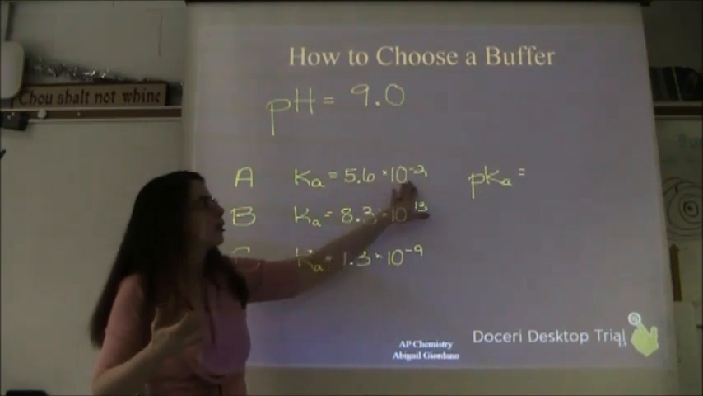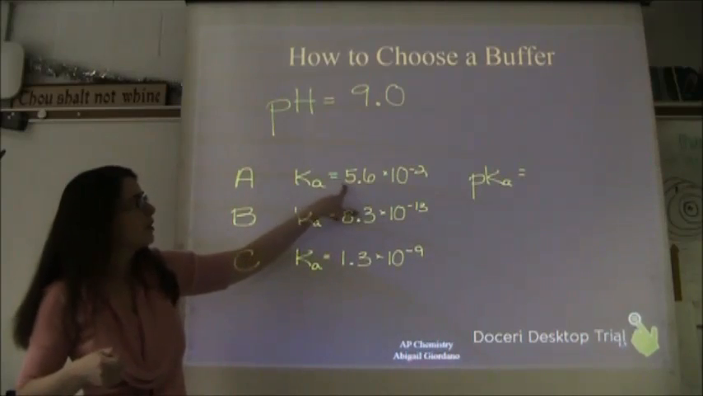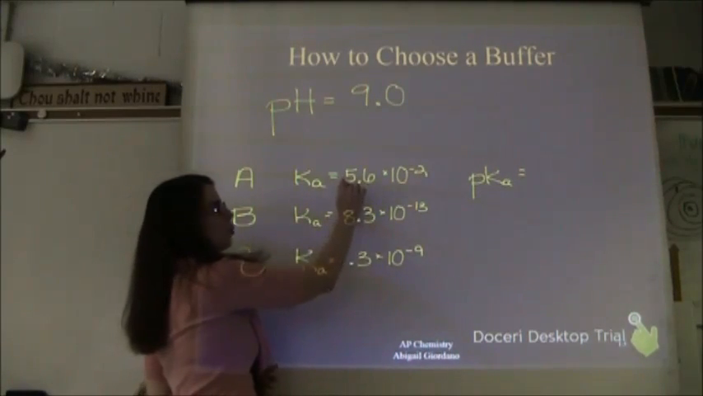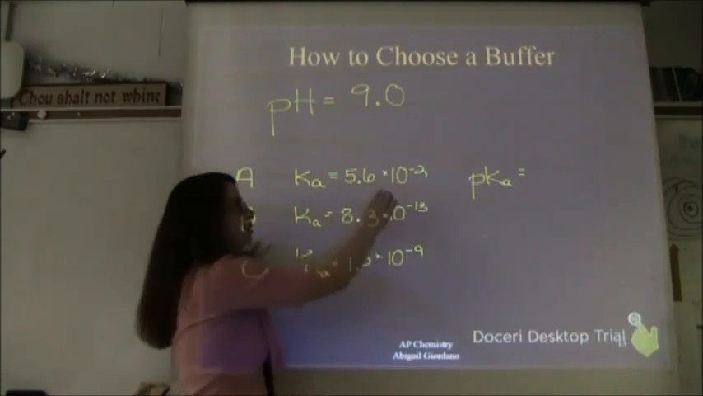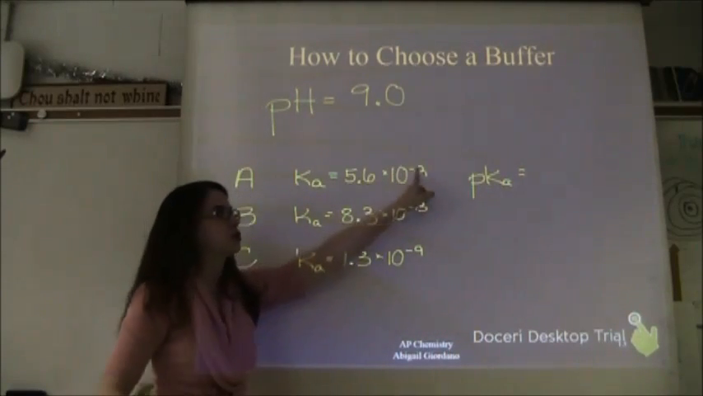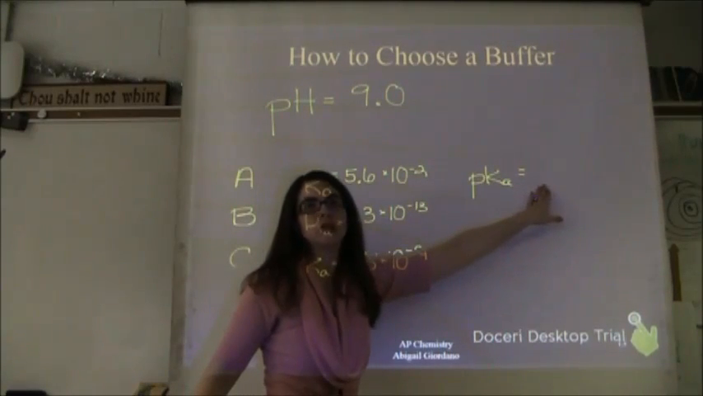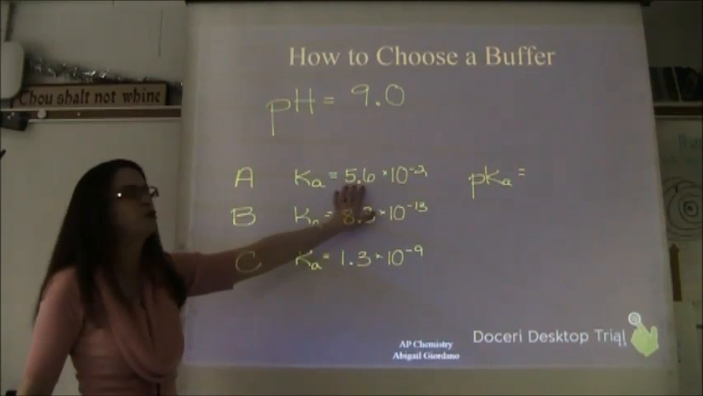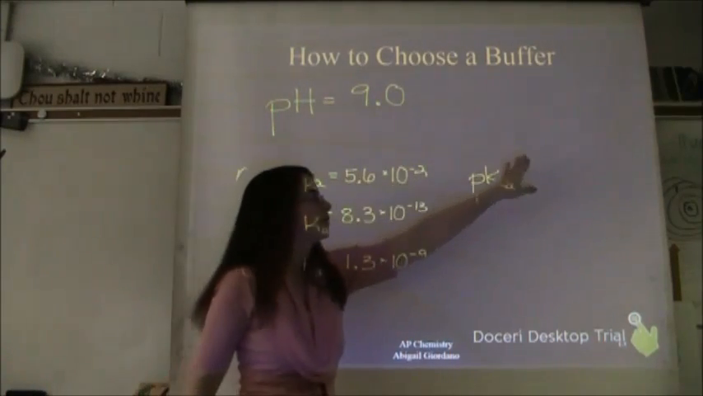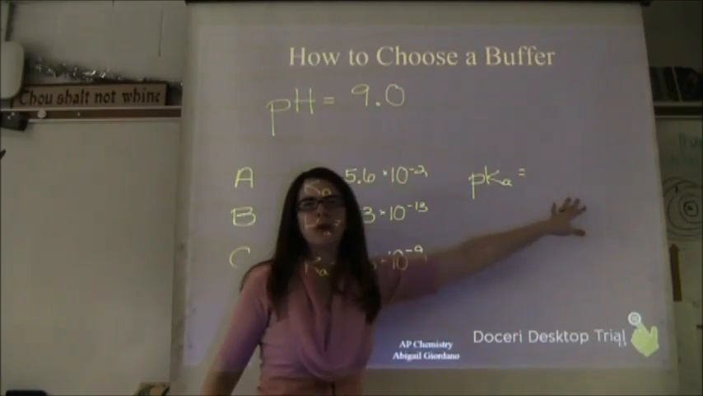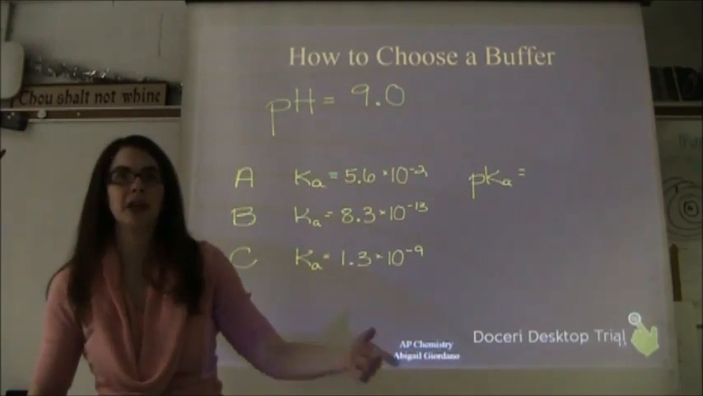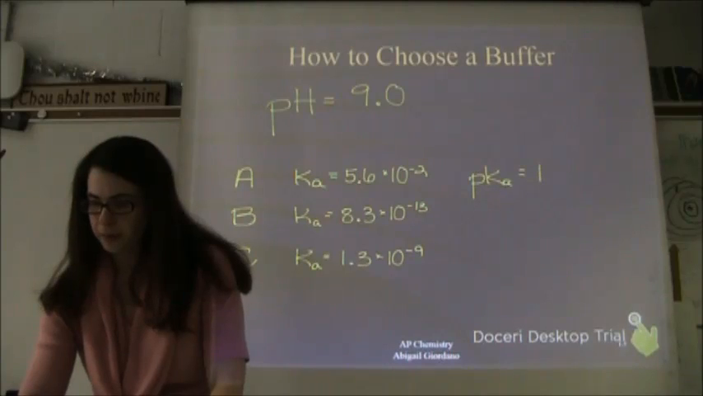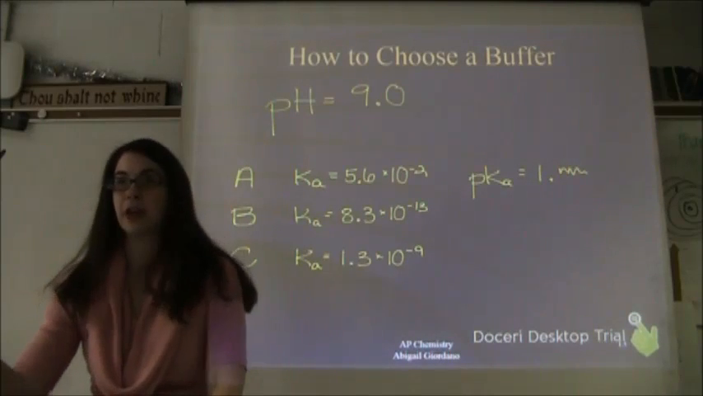Do you remember, tell me this first of all. What if this was 1.0 times 10 to the negative 2? What would my answer be here? 2.0, okay? But this is a higher number. Do you remember what that means? That this should be 1 point something. It'll be less than that number. So 1 point something.